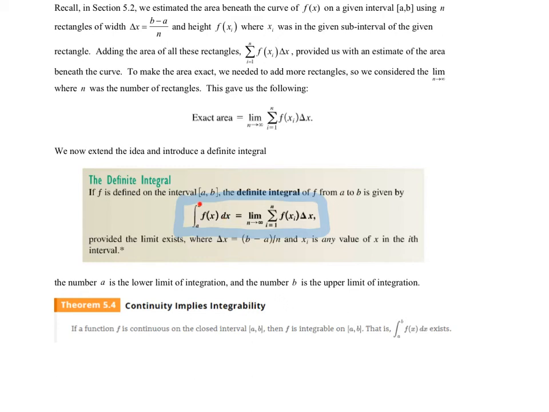So when we see the integral from a to b of f of x dx, what they're really asking for is the area beneath the curve of f of x and above the x-axis, bound by x equals a and x equals b. We know how to find that exact area using the limit as n goes to infinity of the sum of the areas, the heights times the widths. Again, it's just stating that delta x is (b minus a) over n, and that x sub i has to be some point in that sub-interval.